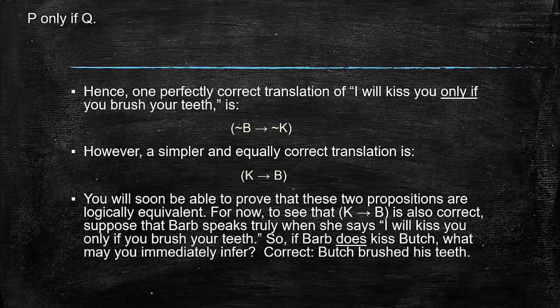You'll soon be able to prove that these two propositions are logically equivalent. For now, to see that if K, then B is also correct, suppose that Barb speaks truly when she says, "I will kiss you only if you brush your teeth." So, if Barb does kiss Butch, what may you immediately infer? Right, Butch brushed his teeth.